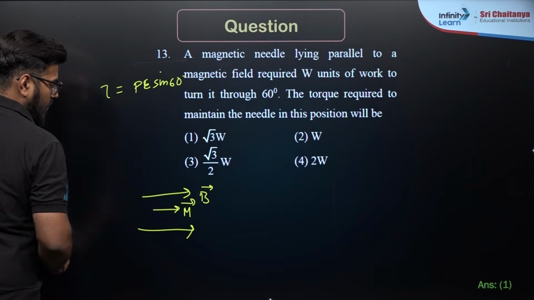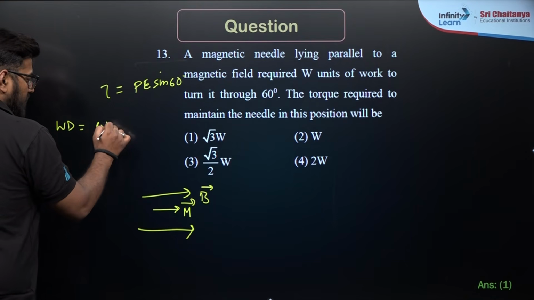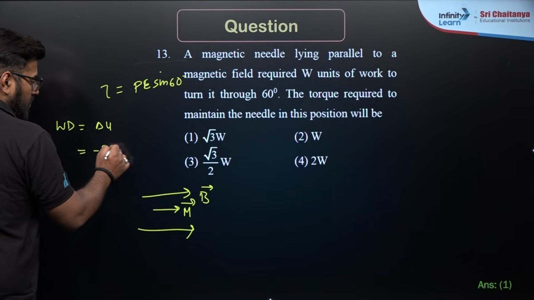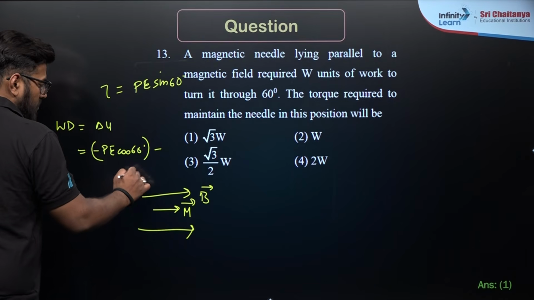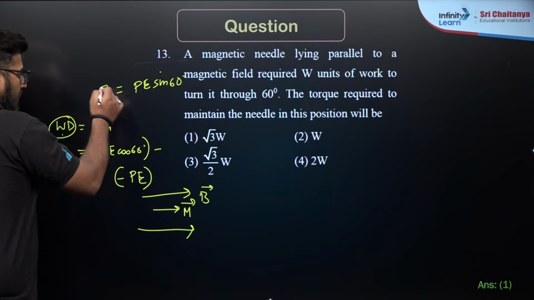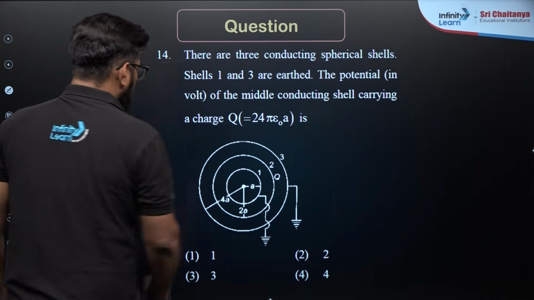Now the work done over here is going to be how much? The work done will be the change in potential energy. That means the final potential energy is minus PE cos 60, and initially it was minus of PE, right? So you solve it, you will get the value of W, and then replace it, you will get the value of torque. Correct answer over here is going to be root 3 W.